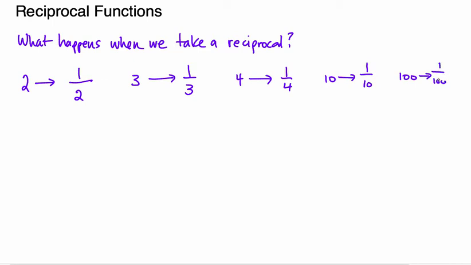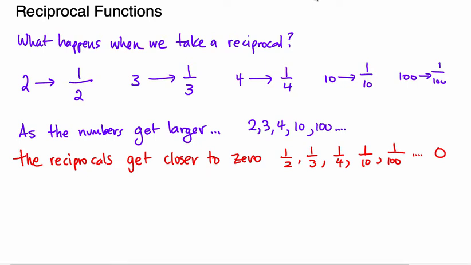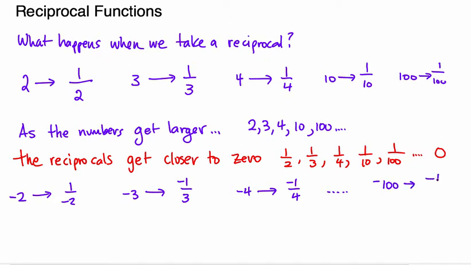And you should notice that as the original number gets larger, 2, 3, 4, 10, 100, the reciprocal gets closer and closer to 0. And this is also true for negative numbers. So if you had negative 2, you'd get negative 1/2, and negative 3 would give you negative 1/3, and negative 4 would give you negative 1/4, and on and on and on until you got to say negative 100, which would give you negative 1 over 100. And all of these reciprocals also get closer and closer to 0.